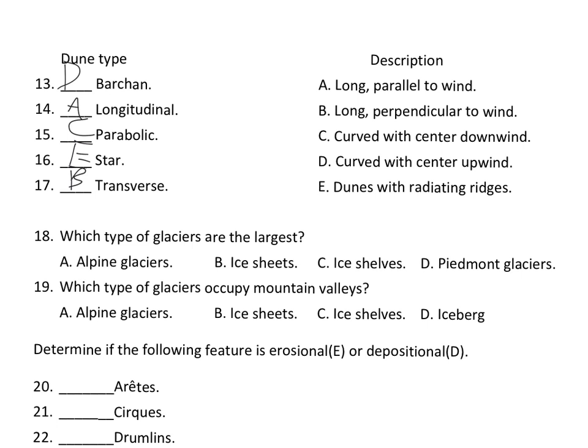Alright, let's keep going. Which type of glaciers are the largest? That would be your ice sheet, also known as a continental glacier. Remember that the largest continental glacier is Antarctica. Which type of glaciers occupy mountain valleys? That's going to be your alpine glacier, also known as a valley glacier. Remember, those two are synonyms.